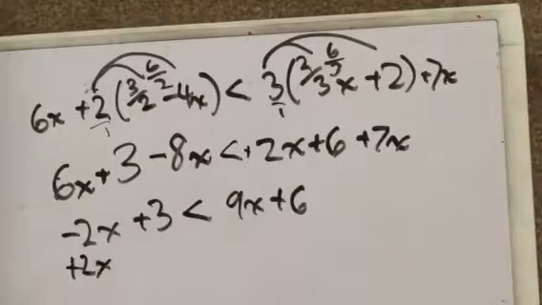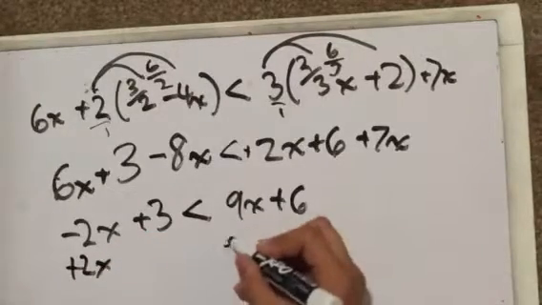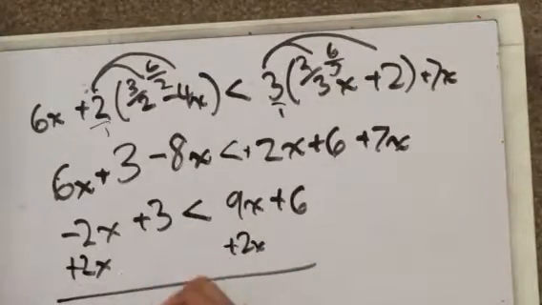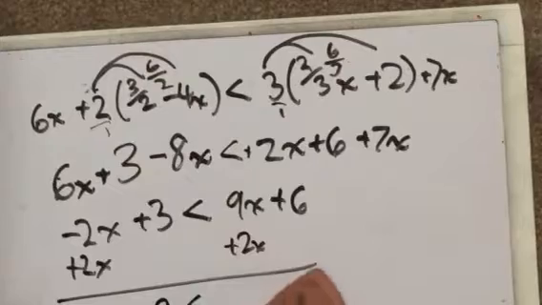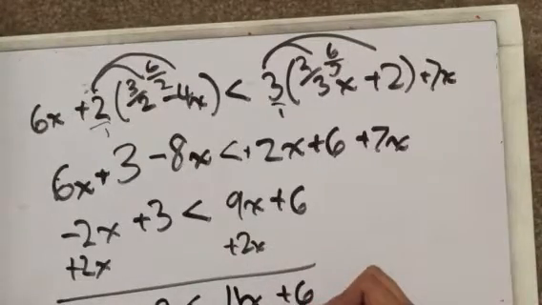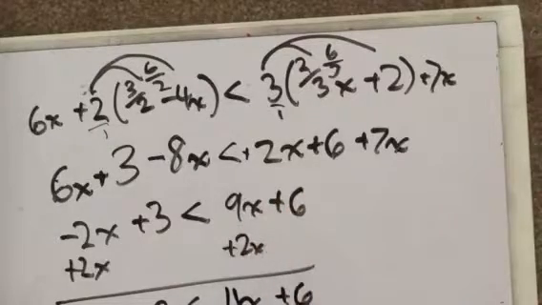So since it's negative 2x, we have to do positive 2x on both sides, because you must do the same thing on both sides. And you get 3 is less than 11x plus 6, correct? Since you add the coefficients, and then you can do the same thing, minus 6 on both sides. You get negative 3 is less than 11x.